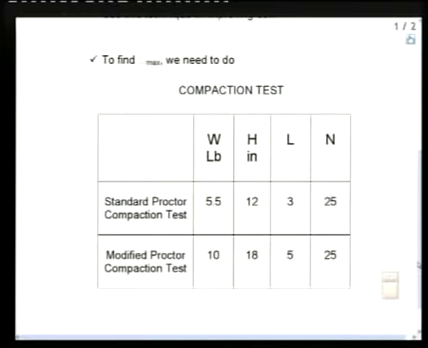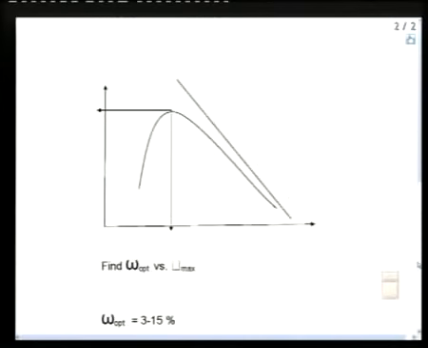Now, the difference between them is the weight of the hammer, 5.5 and 10 pounds, the height of the free fall distance, 12 inches and 18 inches, and how many layers of soil we put in the mold, 3 here and 5 there. The number of blows is 25, fixed in both experiments. From this experiment, we will draw the compaction curve, which has a relation between gamma D maximum and W, the optimum moisture content.